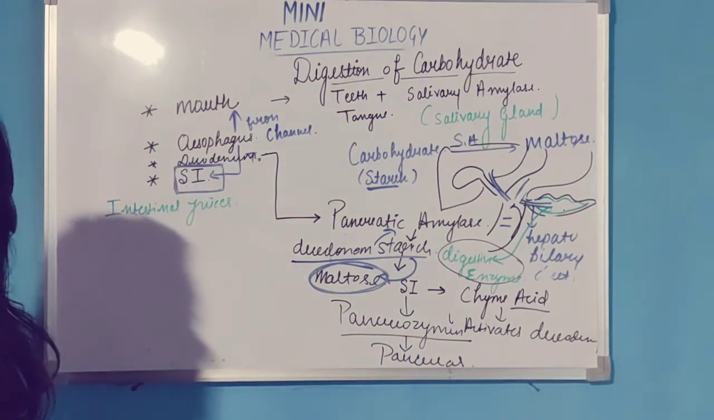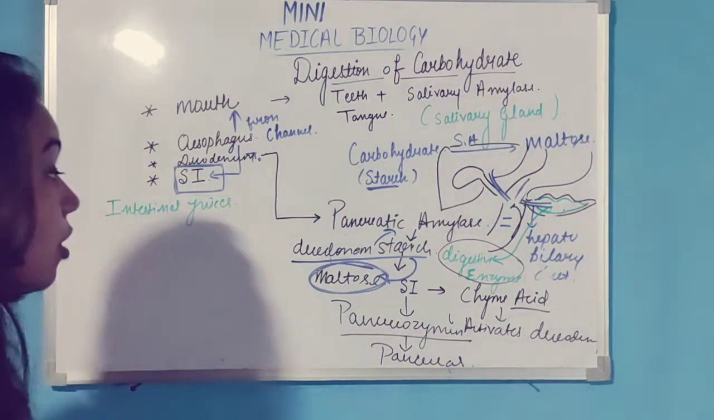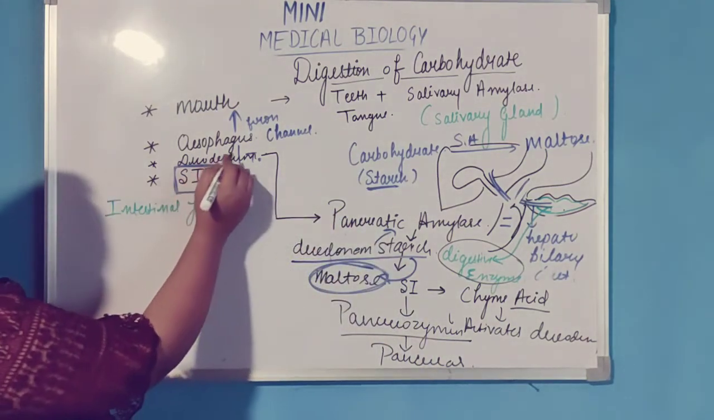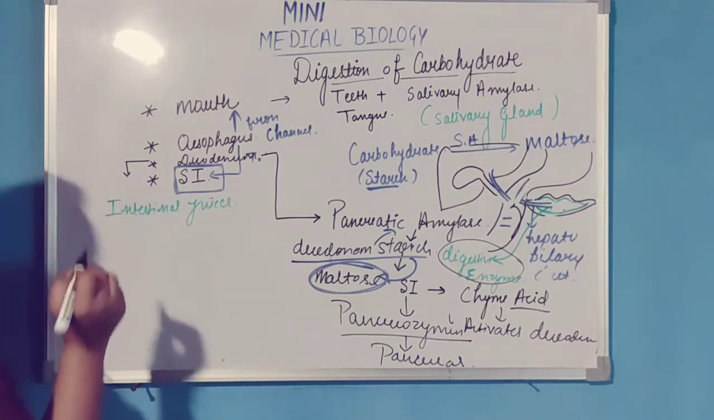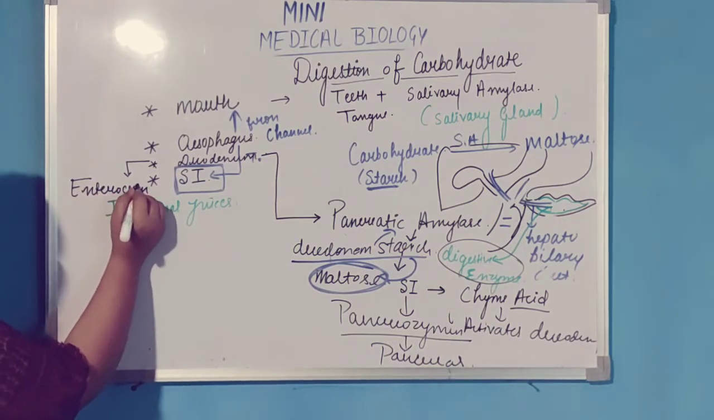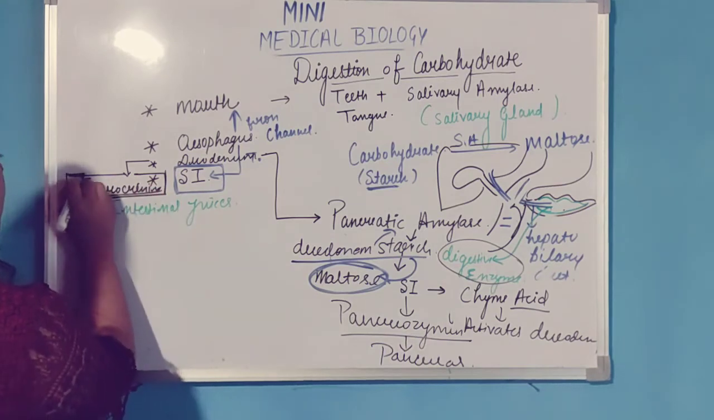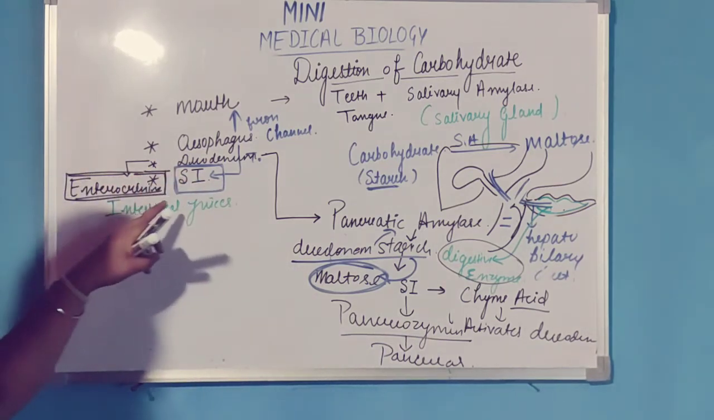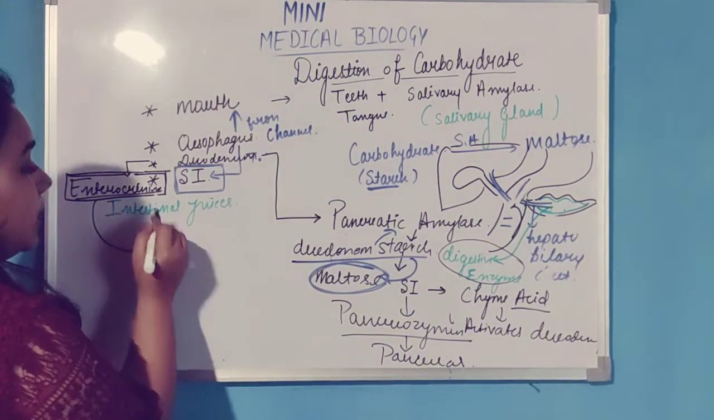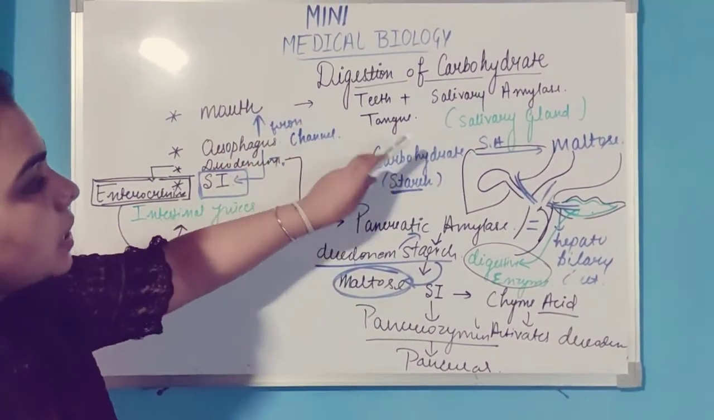Again, those intestinal juices need to be activated for their secretion, right? So how are these intestinal juices going to be secreted? How are these intestinal juices going to be activated? So here the duodenum will secrete one enzyme, and that enzyme is called enterocrinin. So this is very important because it is not mentioned in your NCERT textbook. So it needs to be remembered that the duodenum releases one enzyme called enterocrinin, which activates the intestinal juices, and those intestinal juices are going to act upon your carbohydrates.